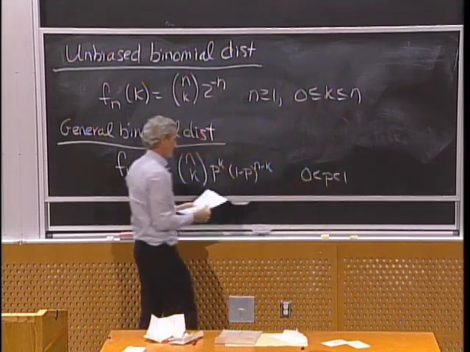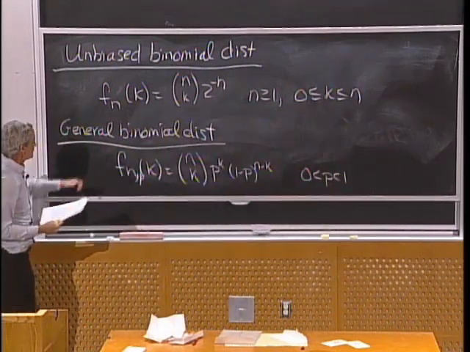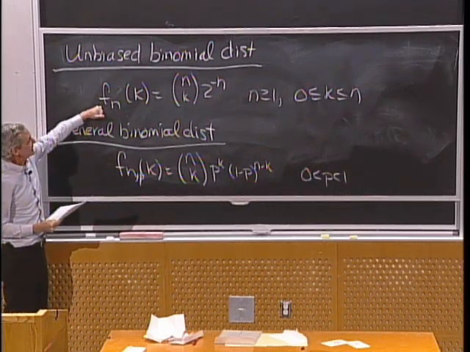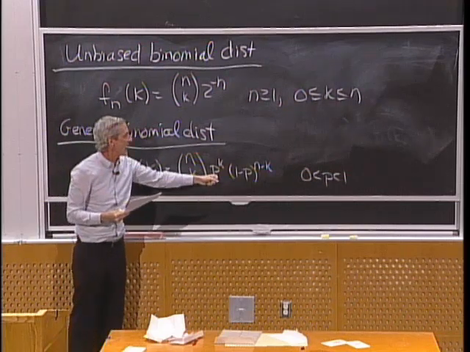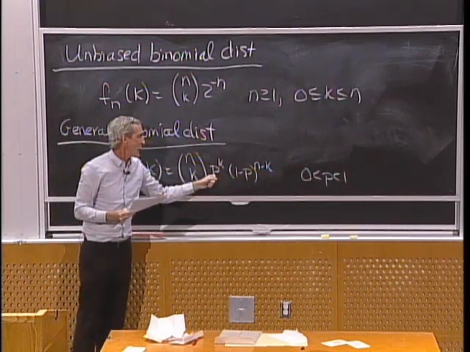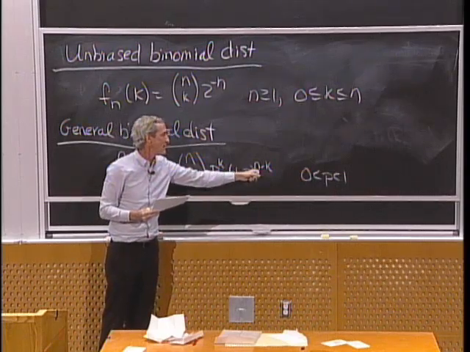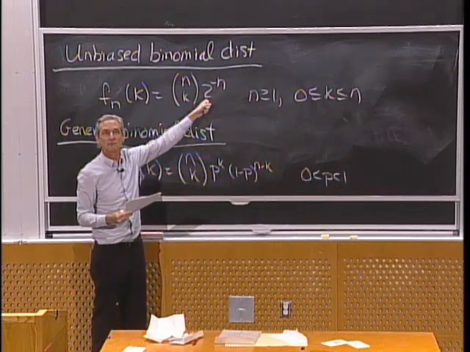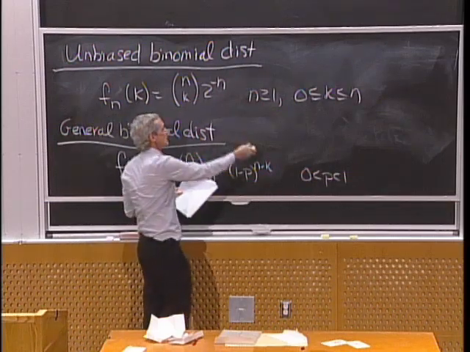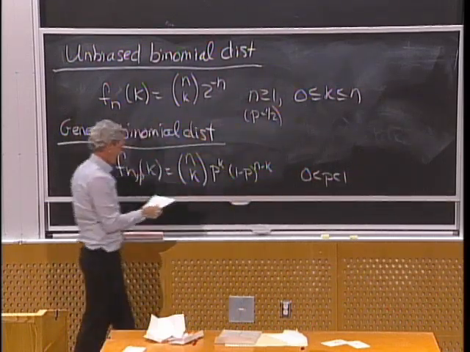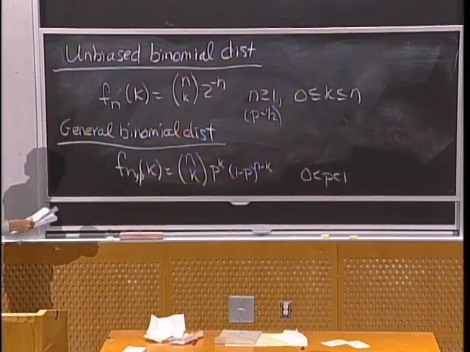It's a probability of something happening. So in the general case, you got n and p. The unbiased case corresponds to when p is a half. Because if p is a half, you get 2 to the minus k and 2 to the minus n minus k, and that's just 2 to the minus n. So you can think of this as the case when p is a half. All right.